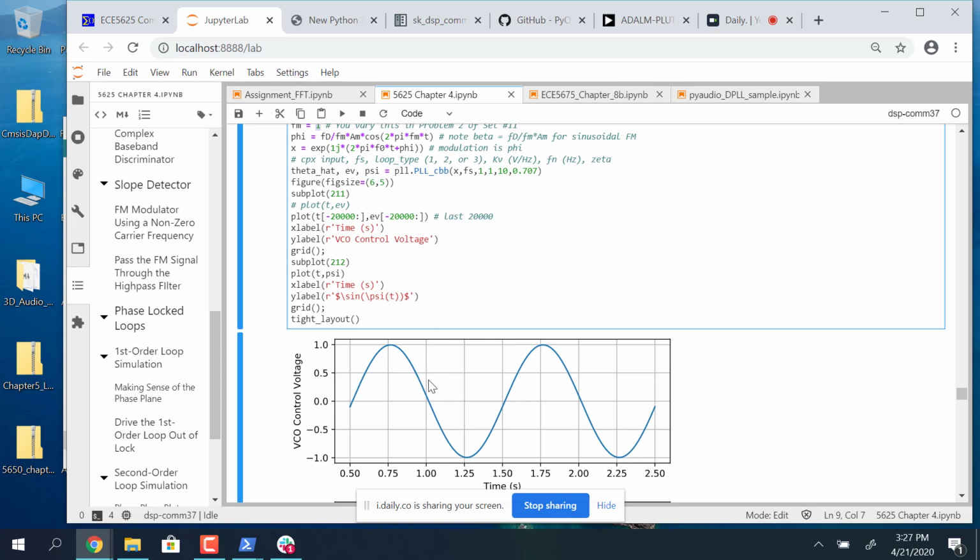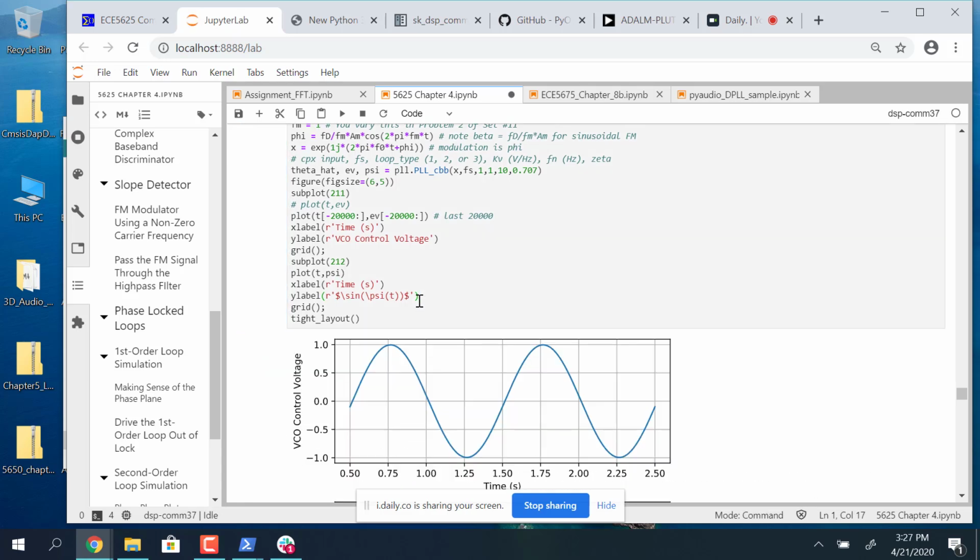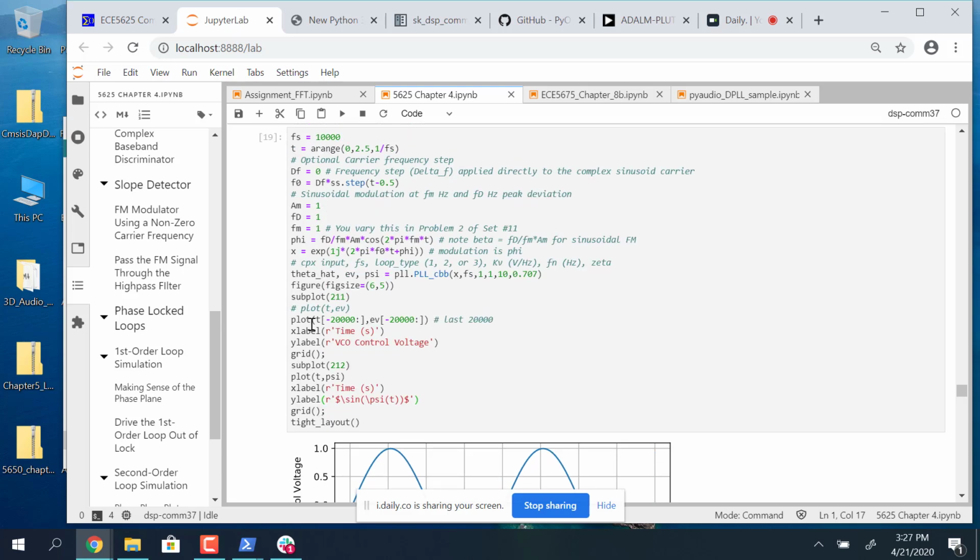So in the first plot I do here, I'm applying the control voltage EV, and I'll just run this. So there's my output. It's a 1 Hertz sinusoid. So it's tracking the frequency modulation, and because of the way the gain constants are set up, the peak amplitude is 1.